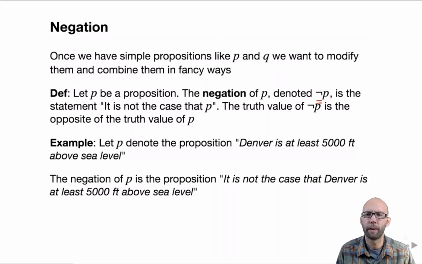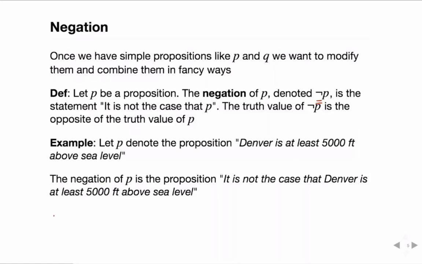And it's the statement, it is not the case that P. So the negation of P has the opposite truth value of whatever the truth value of P is. For example, if I let P denote the proposition that Denver is at least 5,000 feet above sea level, the negation of P is the proposition, it is not the case that Denver is at least 5,000 feet above sea level, which, just throwing it is not the case that in front of a proposition, is a little bit clunky.